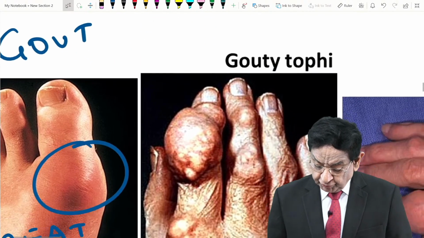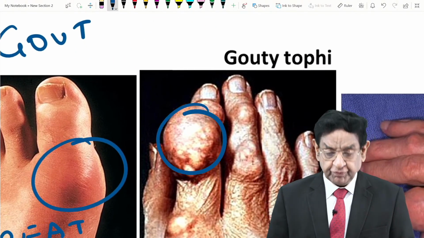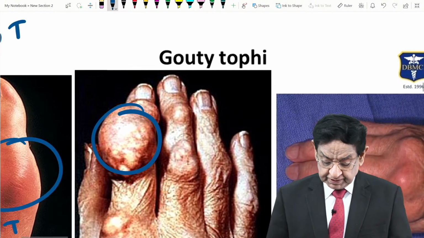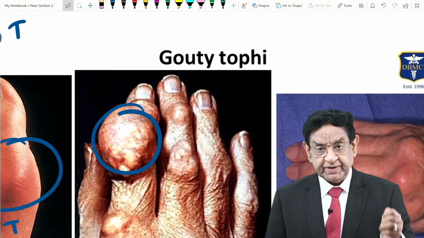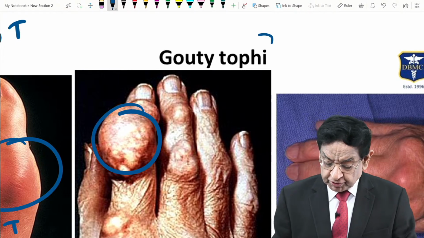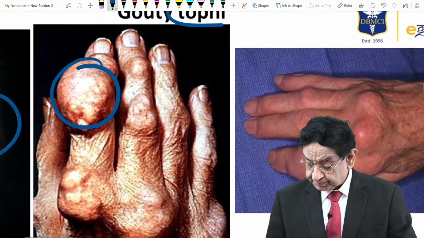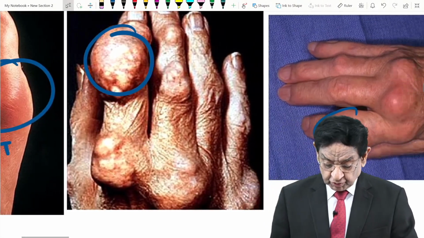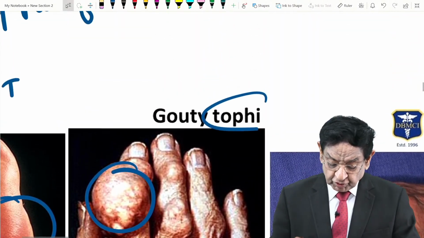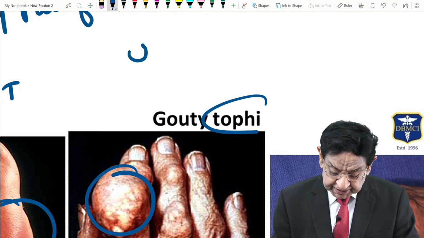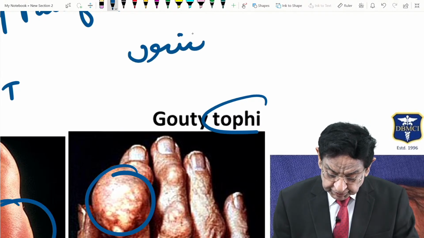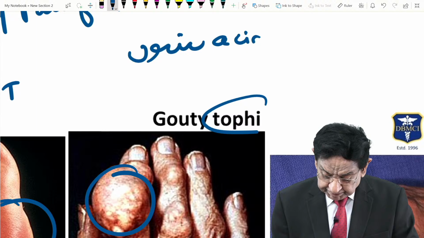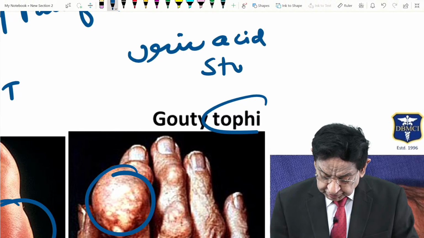There may be tophi. Tophi is soft tissue, so you may get deposition even in the soft tissue, so-called tophi, in gout. You can see this. And of course, don't forget, they may even make uric acid stones also.